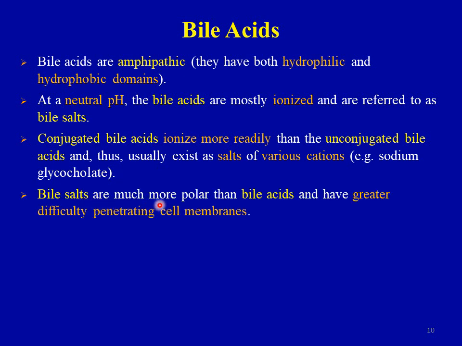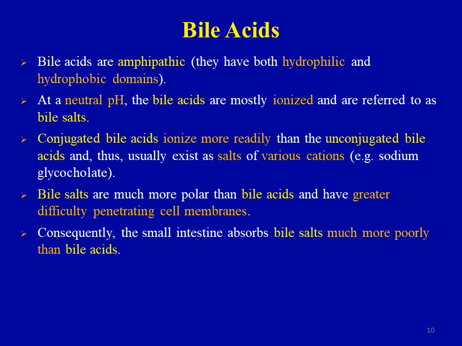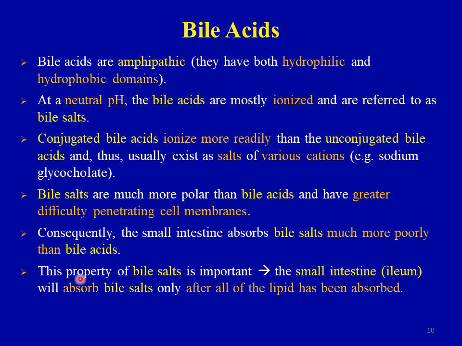Bile salts are much more polar than bile acids and have greater difficulty penetrating cell membranes, which keeps them inside the lumen for a longer time to perform their function. Consequently, the small intestine absorbs bile salts much more poorly compared to bile acids. This property of bile salts is important. The small intestine, or the ileum, will absorb bile salts only after all the lipids have been absorbed.